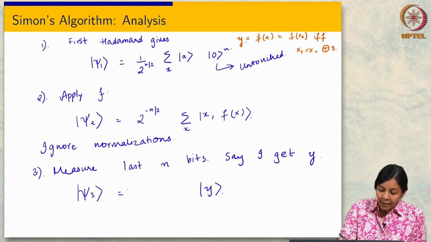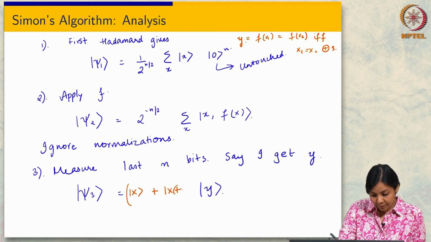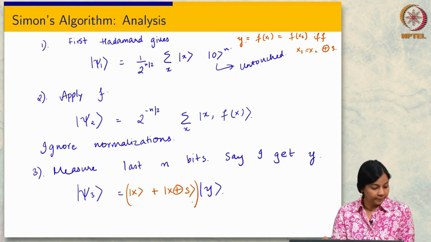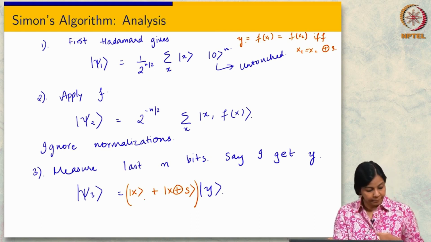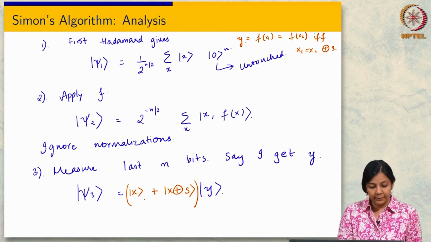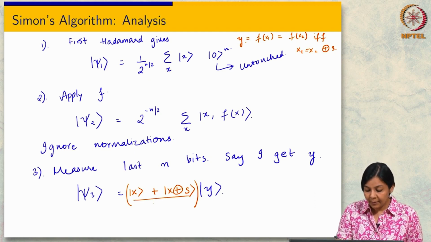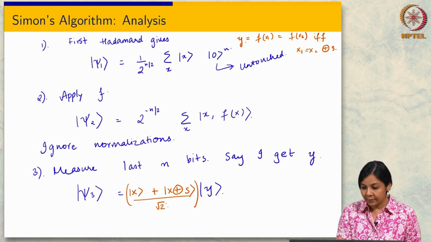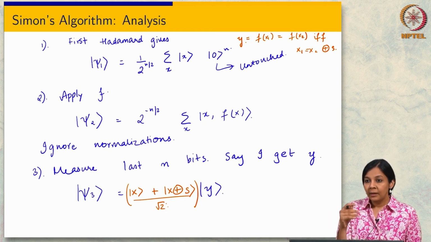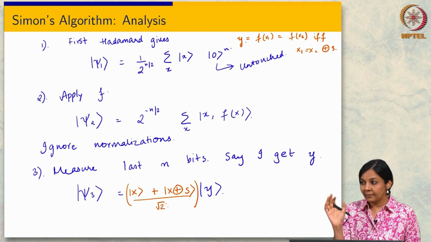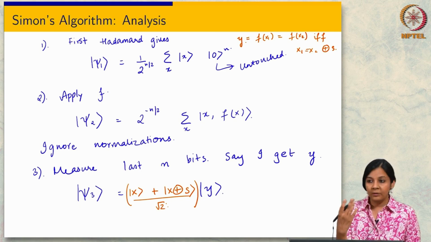Yeah. So what I will get here is something like this. Do you all agree? Okay, there will be a root 2 factor. As I said, I am not going to worry too much about these. So what have I ended up with? I have ended up collapsing my first n registers into a superposition of two values that are separated by s. This seems useful, because my goal is of course to find s.